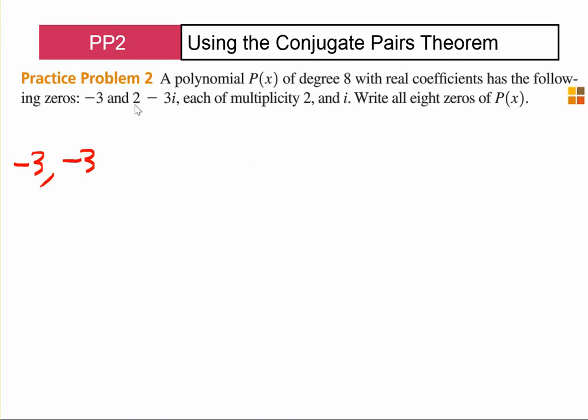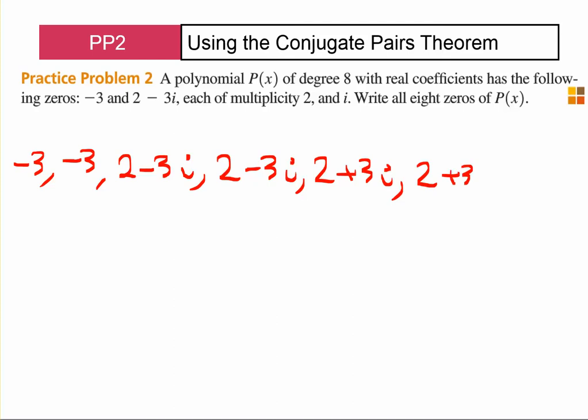Okay, then it says you have 2 minus 3i as a solution. And it has multiplicity 2, so therefore you have another 2 minus 3i. Okay, now the question is, what two other roots do you know automatically? You know you have 2 plus 3i, and then another 2 plus 3i automatically. Good there, because of the whole concept of the conjugate pairs.